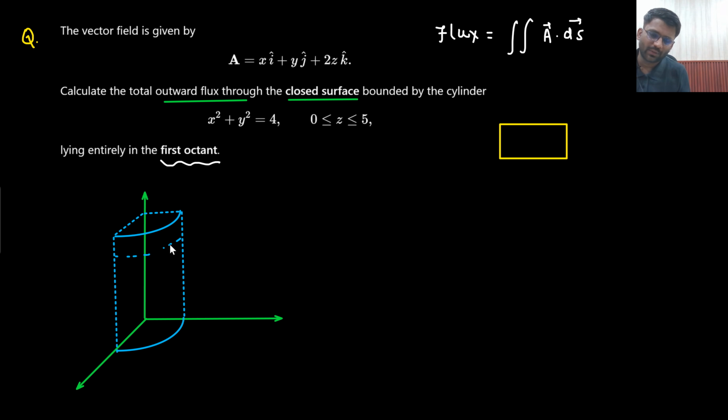This is how the cylinder would look, and there are a total of 5 surfaces. Since they have written that it is a closed surface: if only x square plus y square equals 4, z going from 0 to 5 was mentioned, then I would have taken only this surface, then only this surface, then only this surface. But they are telling us it is a closed surface.